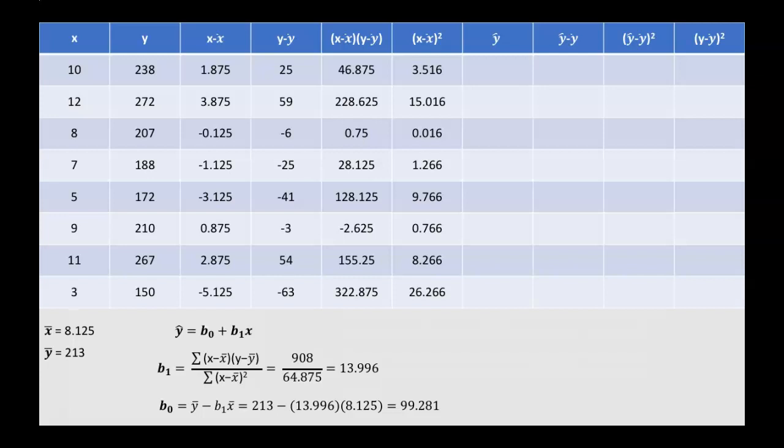So now we can plug these values into our y hat. So our y hat equation is 99.281 plus 13.996x. Before we move on and continue with this worksheet, let's think about what that equation even means, right? So x was the number of employees staffed, and your y hat value would be your expected sales per hour. So for each additional employee that was staffed, you would be making an additional $13.99 an hour.